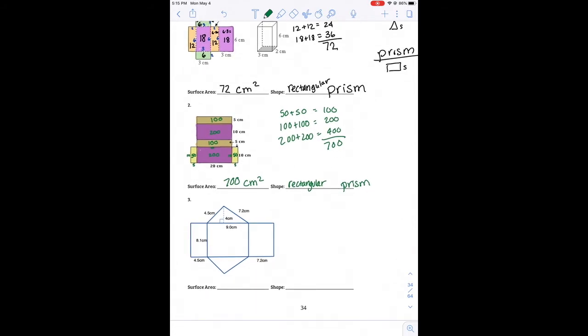Let's take a look at number 3. And number 3 has decimals, so you're definitely going to want to be using a calculator for this.